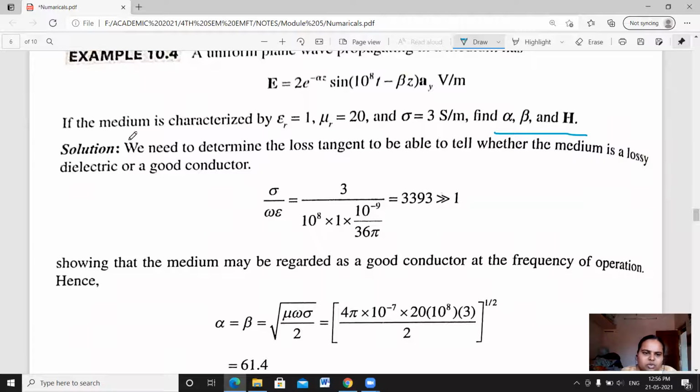We need to determine the loss tangent to be able to tell whether the medium is a lossy dielectric or a good conductor. First, you have to find what is given for us. Therefore, sigma divided by omega epsilon, they are already given, just substitute here: 3 divided by 10 raised to 8 into 1 into 10 raised to minus 9 divided by 36 pi. Then you will be getting 3393, which is greater than 1. From this, it's showing that the medium can be regarded as a good conductor at the frequency of operation.